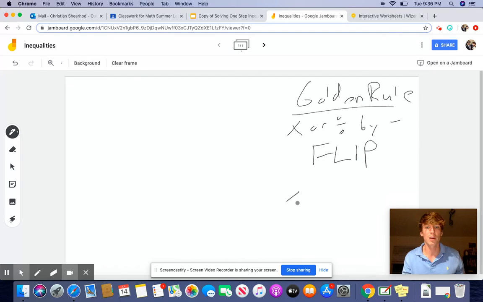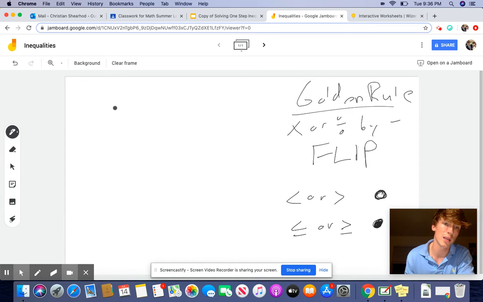Another thing to remember, if it's a less than or greater than sign, it's going to be an open circle, okay? If it's a less than or equal to, or a greater than or equal to, it's going to be a closed dot when we do our number lines, okay? So let's go ahead and do an easy one first. We have x plus 4 is less than 12.